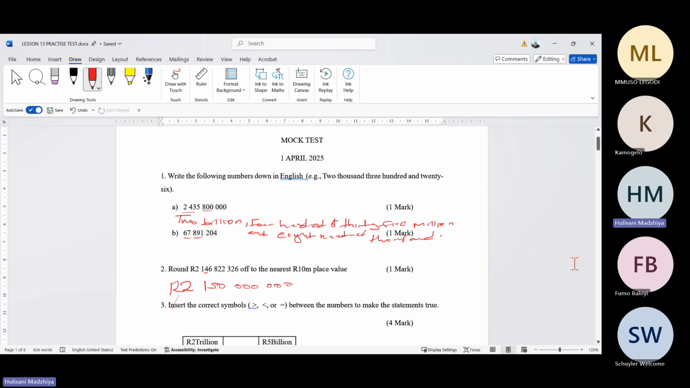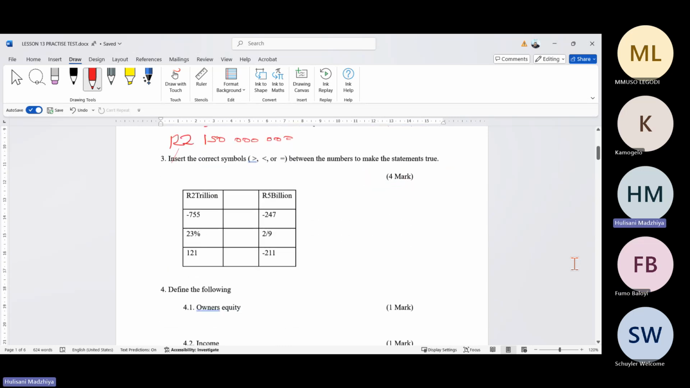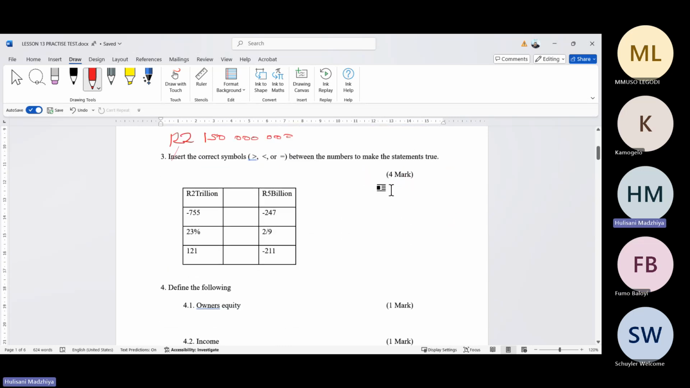Any questions? So in absence of questions, we'll then move to number 3. After number 3, I'm going to be asking you guys to participate and give me answers.